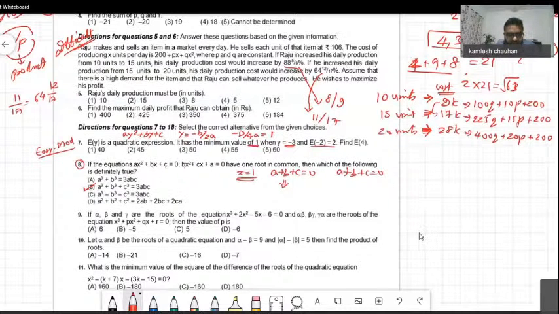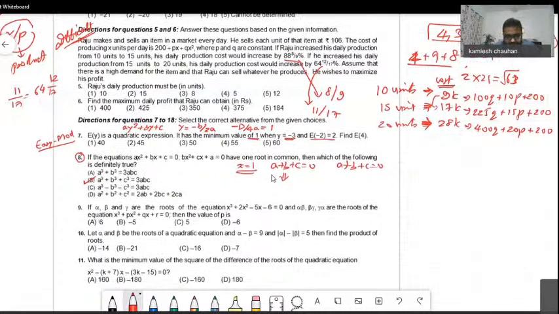So this is an identity based question. I just thought we should include this as well, because it's important to know these identities.